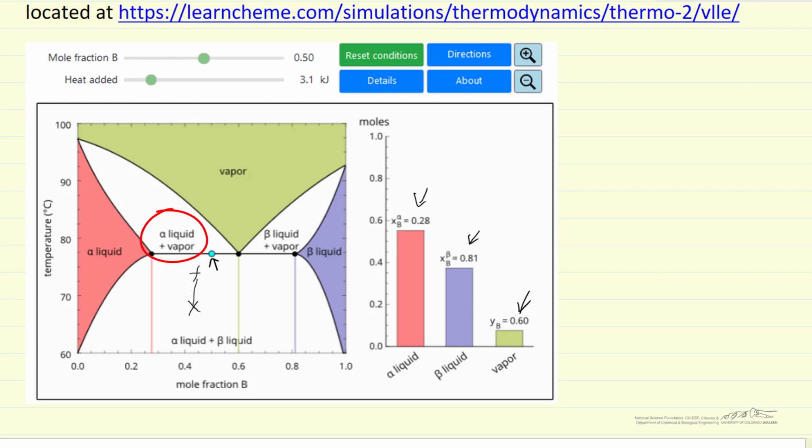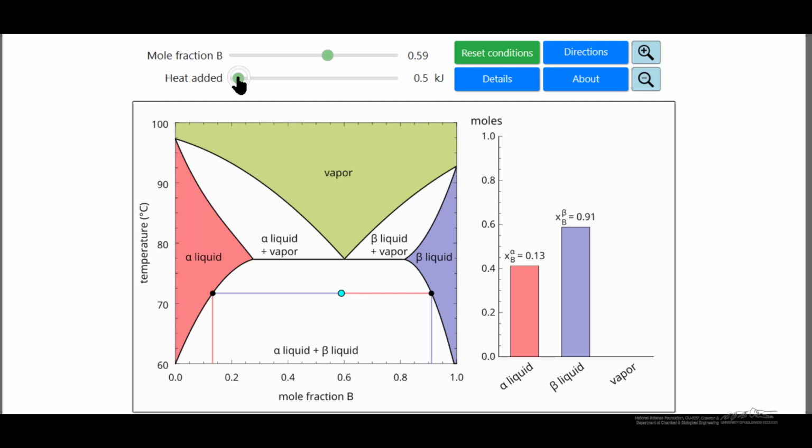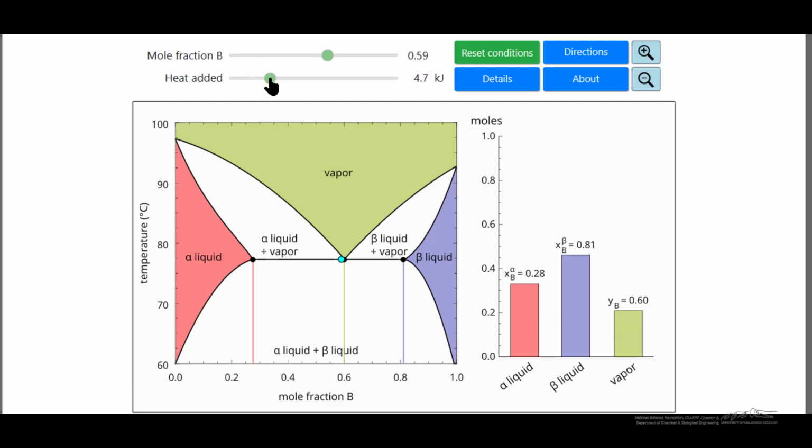So let's look at the interactive simulation. You can see if I change the mole fraction of B, I move the dot representing the overall mole fraction, and I change the relative amounts of the 2 liquid phases when we're in the 2 liquid phase region. If I add heat, I change the amounts. I also change the compositions and change the temperature until I get to the point where we have now 3 phases present. Now as I add heat, the amount of vapor increases, the amount of liquid mole fractions decrease.